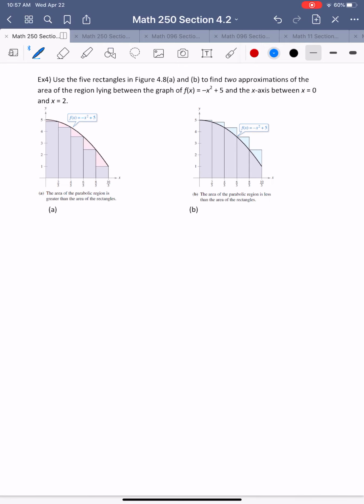Example 4. Use the five rectangles in figure 4.8, A and B, to find two approximations of the area of the region lying between the graph of f of x equals negative x squared plus 5 and the x-axis, between x equals 0 and 2. These are exactly the same, but in one we find the area using circumscribed rectangles, and in the other, inscribed rectangles.